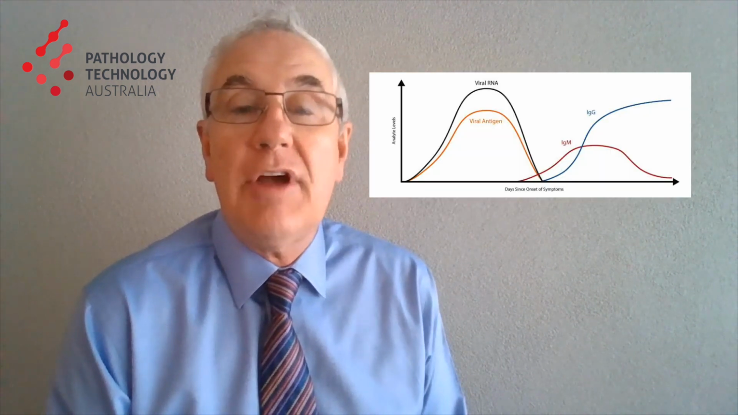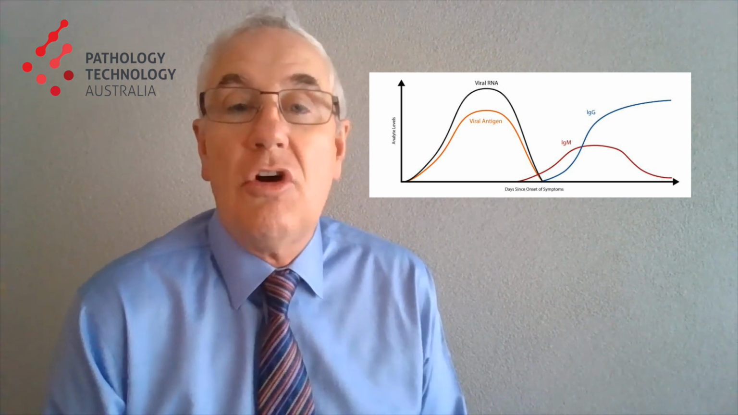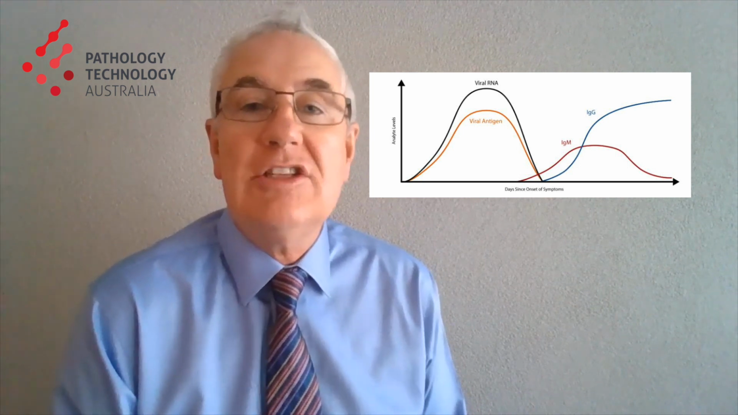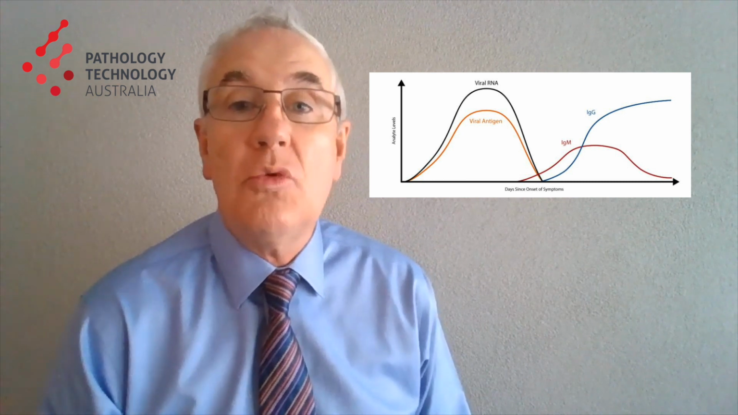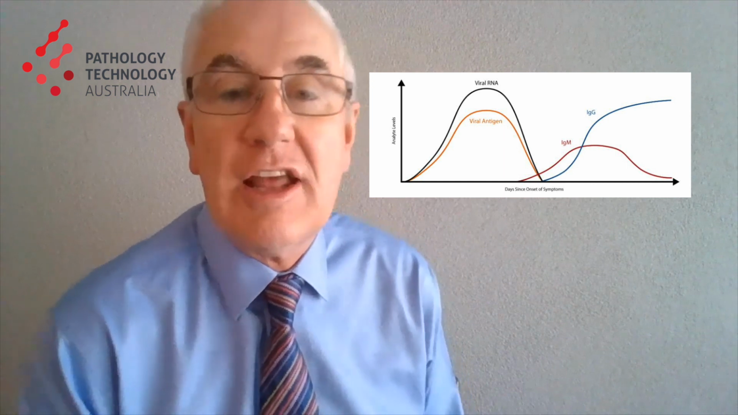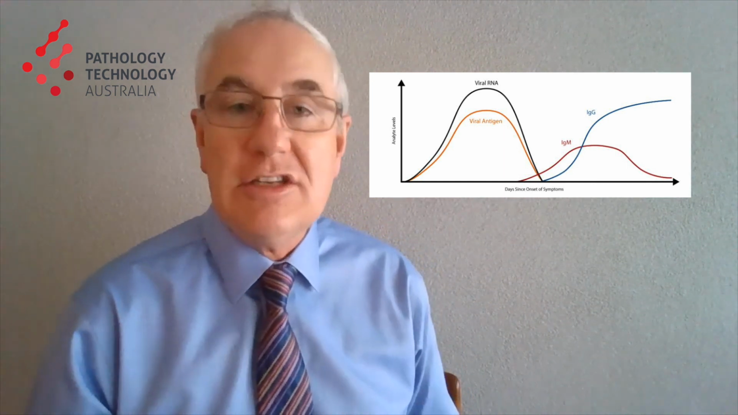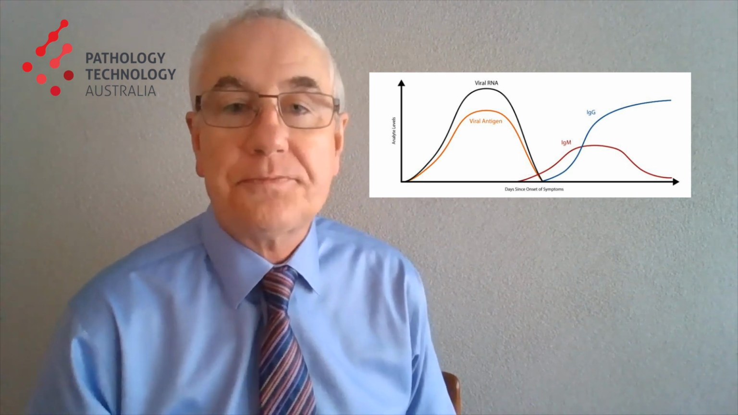So as a foreign entity, we'll use the SARS-CoV-2 virus as an example. As they enter the body, they end up producing what's called an antigen. So it's a protein which is specific to that virus. And that protein becomes what's called the antigen. And the antigen is what stimulates the production of antibodies.